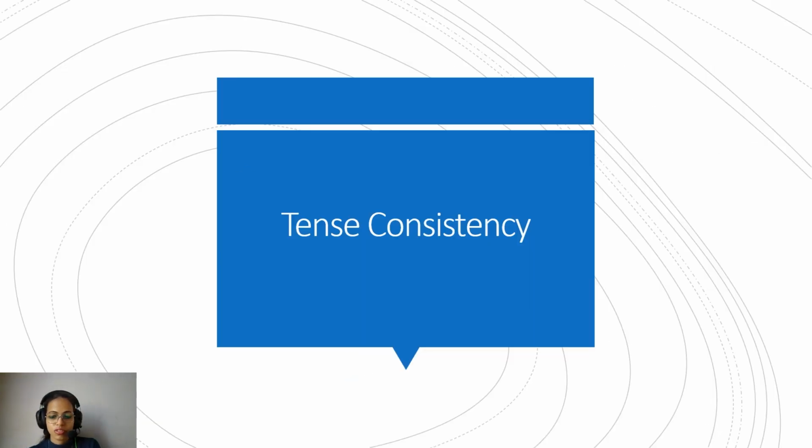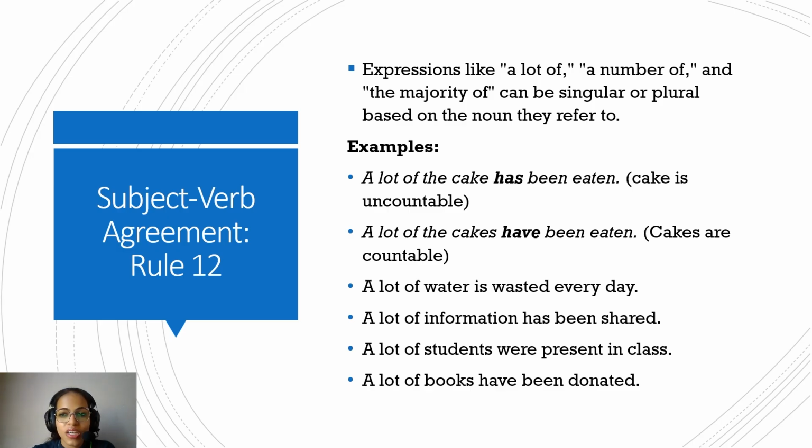Again, now this is the last rule for sure. Yes, this is the last rule. Expressions like a lot of, a number of, and the majority of can be singular or plural based on the noun they refer to. For example, a lot of cake has been eaten. Cake is uncountable. But a lot of cakes have been eaten. Here, because we are talking about multiple cakes, they can be counted and it becomes plural. We've talked about countable and uncountable nouns in previous rules also. When the noun is uncountable, the verb will be singular, because you cannot divide it and look at the individual parts. But when it is countable and you can look at multiples of it, the verb will be plural. So expressions like a lot of, a number of, the majority of depend on whether they are followed by a countable or uncountable noun. The verb will depend on that. Okay, I hope this is clear.